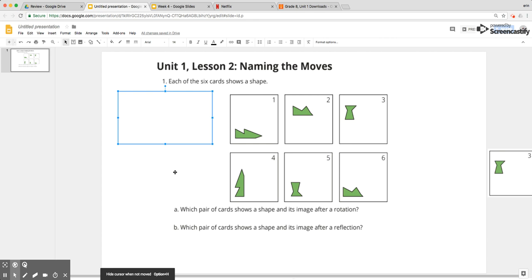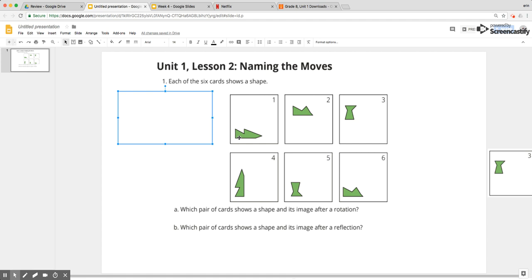All right, so this should look familiar. It's from your work of the week from the first week, Tuesday. It gives us 6 cards and shows different figures in each card, and it wants us to identify one pair of cards that show an image after it's been rotated. So there are different ways you can do this. Let's go ahead and take a look at all the cards here.